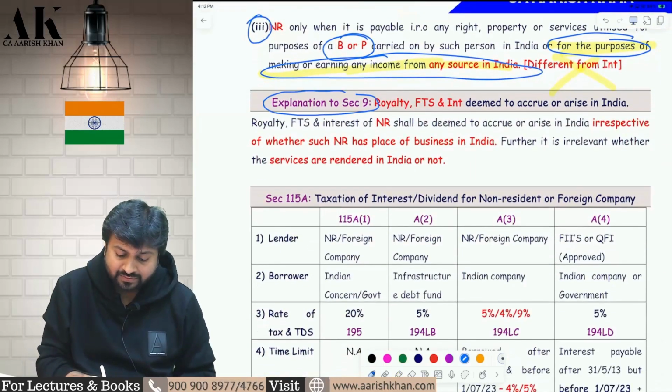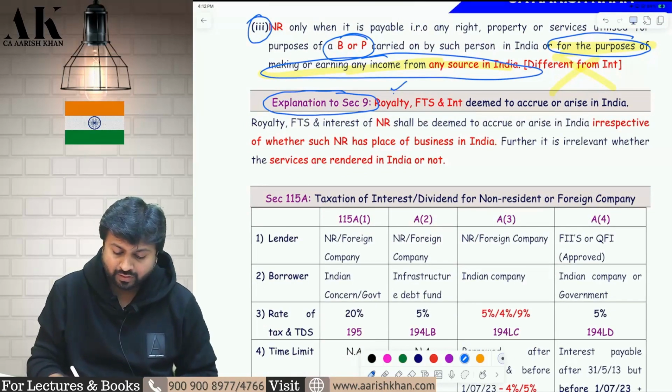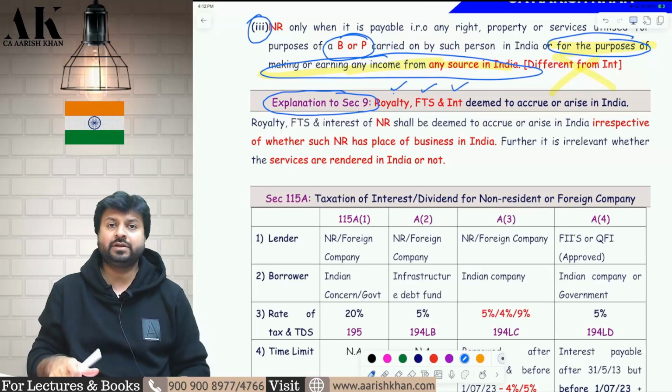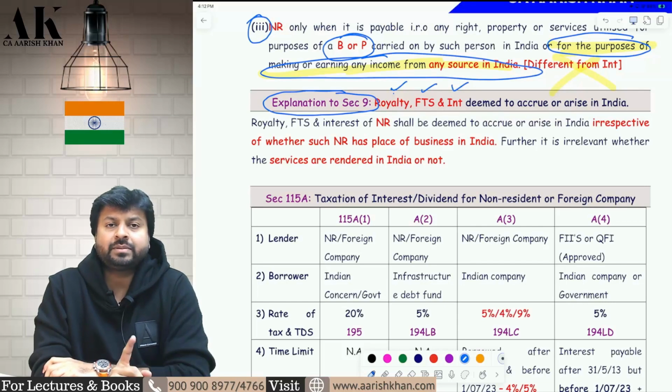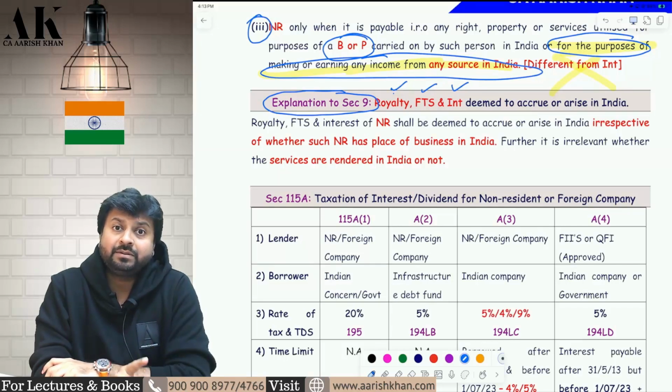Now there is one explanation attached below section 9 to explain something about royalty, FTS and interest. It's a clarificatory explanation. Generally, if you want to charge the business income of a non-resident in India, then the non-resident should have a business connection in India, or a permanent establishment in India. Otherwise, a non-resident's income cannot be taxable in India. But further, a non-resident's income is taxable in India only if they render services in India. They have to come to India and render the services here. Otherwise, it is not taxable.